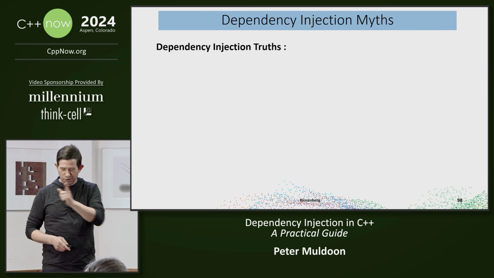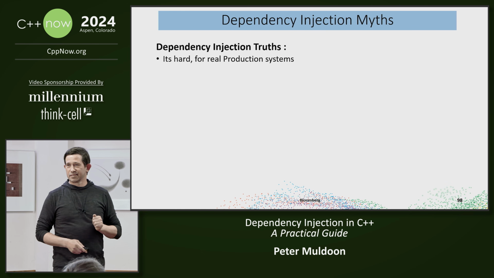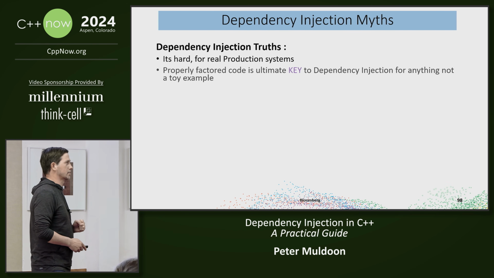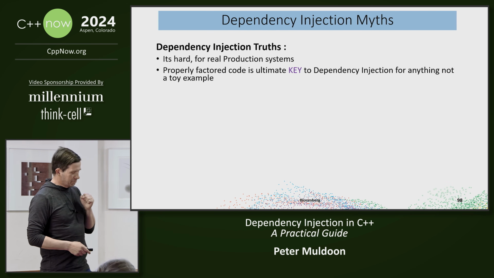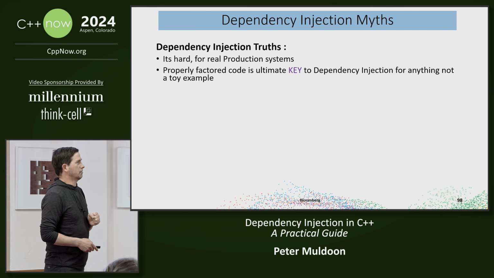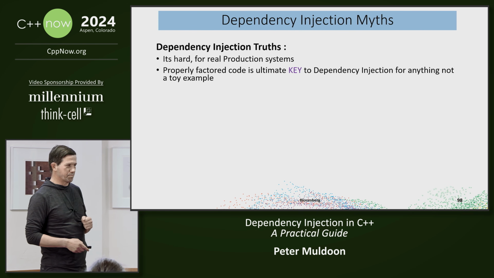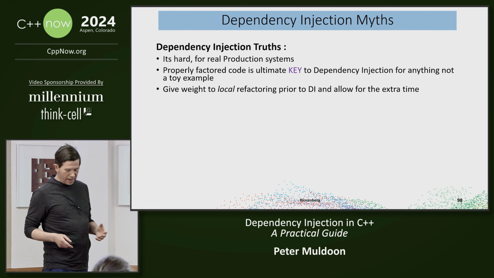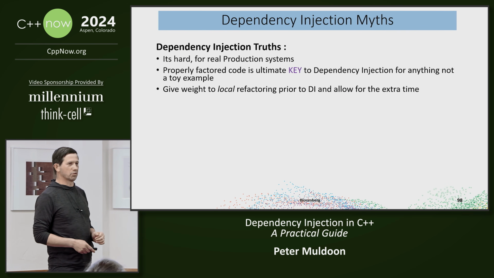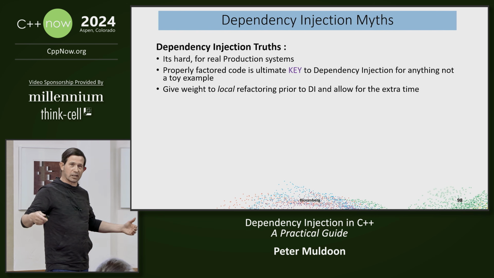So let's talk about the truth about dependency injection, all right? It's hard for real production systems. Anything other than a toy system, it's hard, all right? It takes real discipline. Properly factored code is the ultimate key to dependency injection, for anything that's not a toy example. And when you factor code, just think of all the other benefits you get, right? So give weight to doing local refactoring of your code. Because if you do global refactoring, you're probably dead in the water, right? On a big, large system, too much risk, too much change all at once.